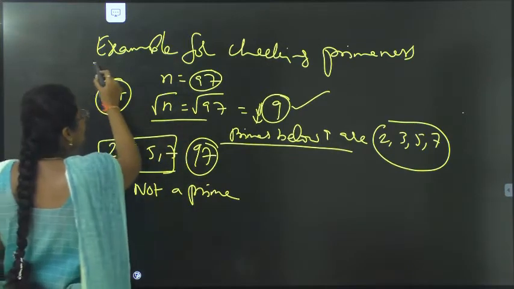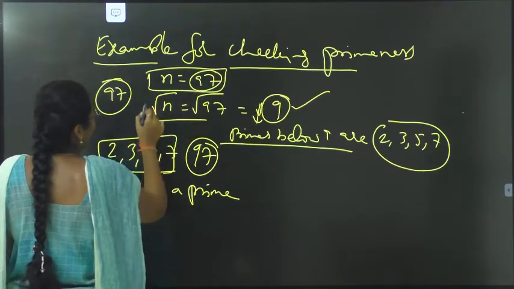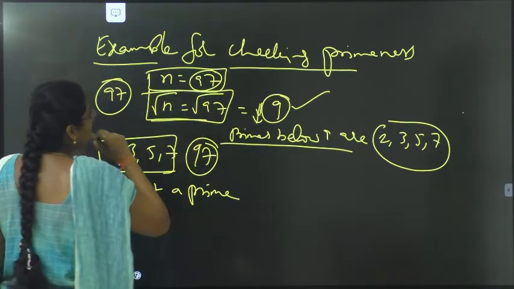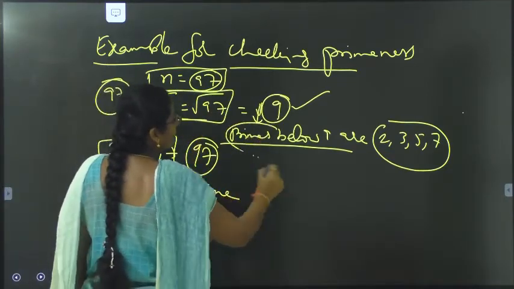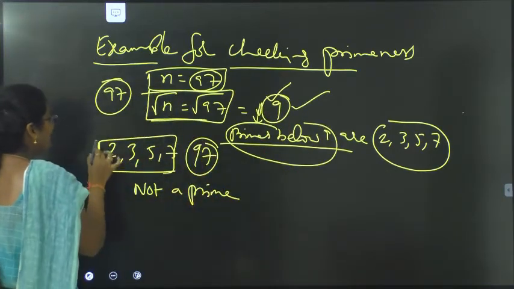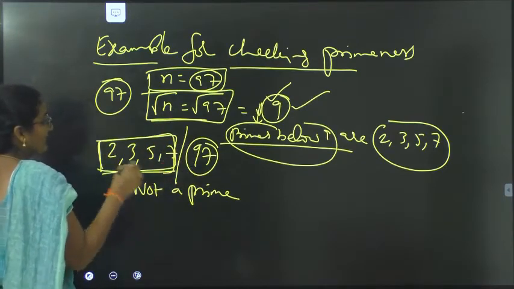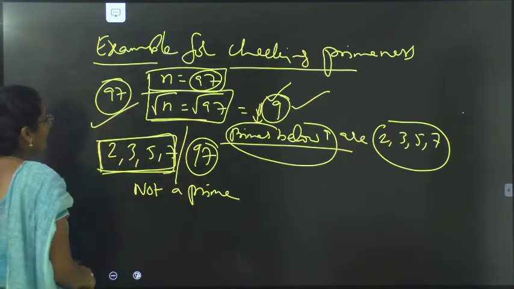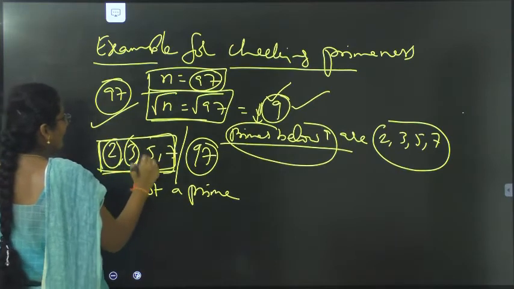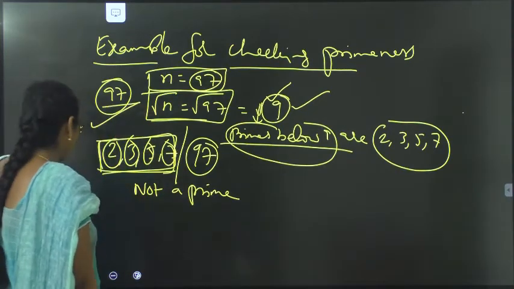So if you want to check primeness of any number, first take the number, find the square root of the number, then find the prime numbers which are below the square root value of that. Then all the prime numbers below the square root value also should divide the n. If that is not possible, then it is not the prime number. So here 2, 3, 5, 7, all of these will not divide 97. So 97 is not a prime.